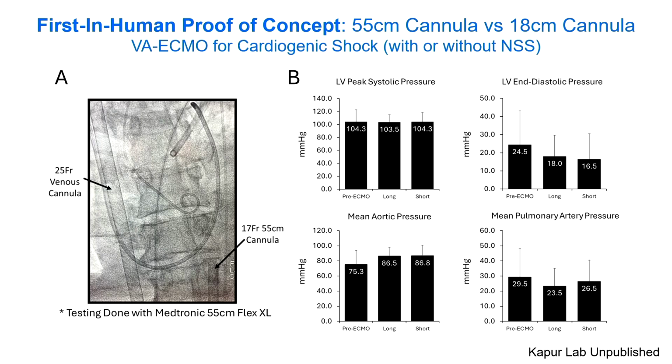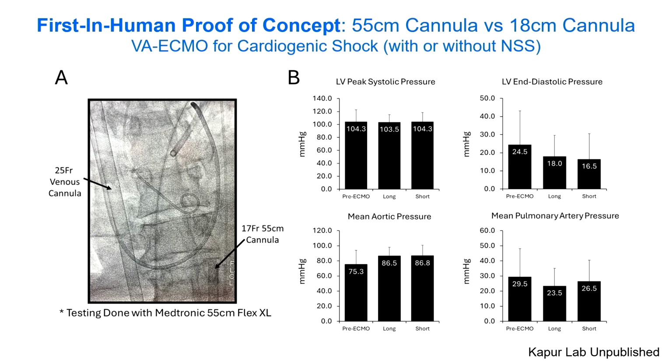The mean aortic pressures are up because you're on ECMO now compared to pre-ECMO, but we're not seeing a significant increase in those aortic pressures comparing long versus short. And the PA pressures also remain quite stable. So we're not seeing a negative hemodynamic effect of using the longer cannula at position 2 or 3.